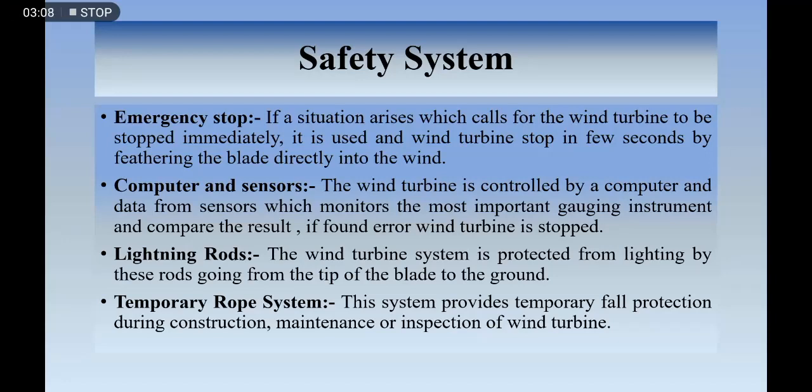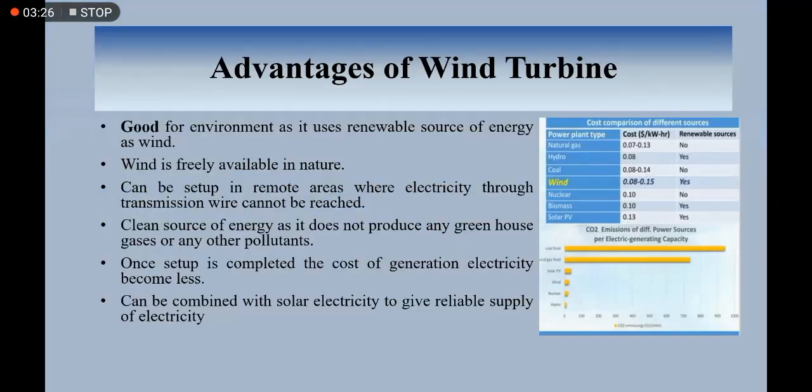The next option is the lightning rod. The wind turbine system is protected from lightning by rods going from the tip of the blade to the ground. The last one is the temporary rope system, which provides fall protection during construction, maintenance or inspection of the wind turbine. Here are some advantages of wind turbines.